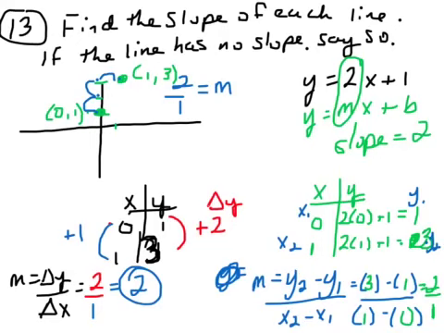So no matter whether I pick it off the equation, I get 2. I could graph it and get 2. I could use a table and get 2. Or I could use the slope formula and get 2. I'm always getting the same answer. Let's look at number 15.